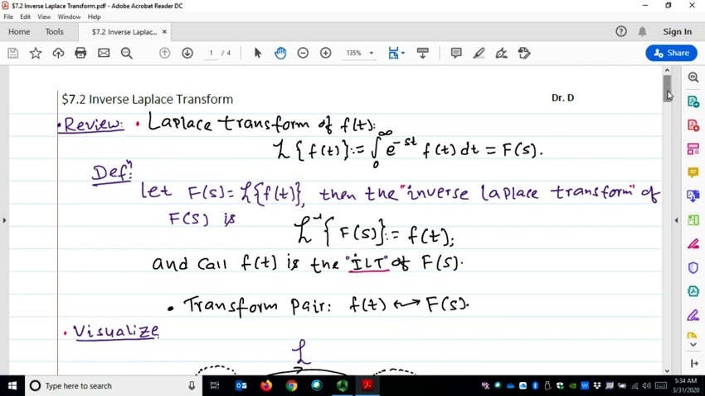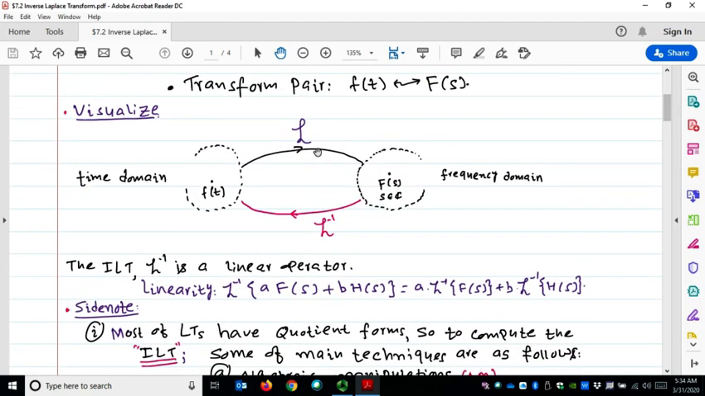Let me visualize. The Laplace transform carries the function of t into the frequency domain, and then the inverse Laplace transform carries the frequency domain, the transformed functions, and lands back on the time domain. The inverse Laplace transform is a linear operator: for given transform functions capital F and capital H, the inverse Laplace transform satisfies the linearity property. This is the linearity property. Let me scroll down.